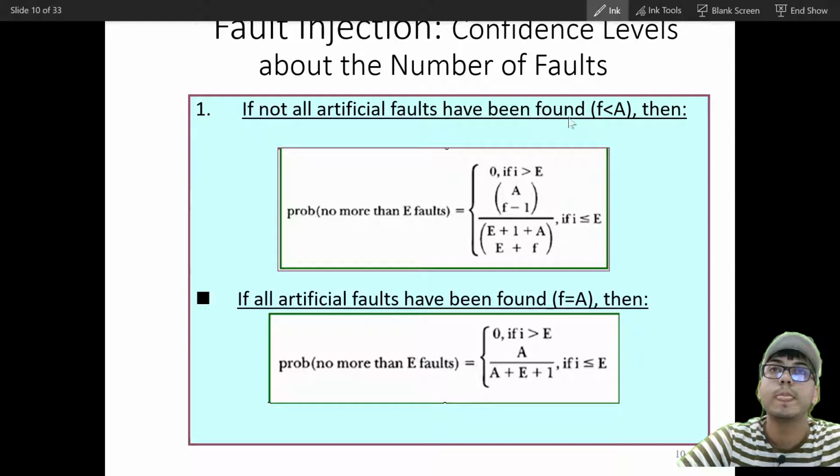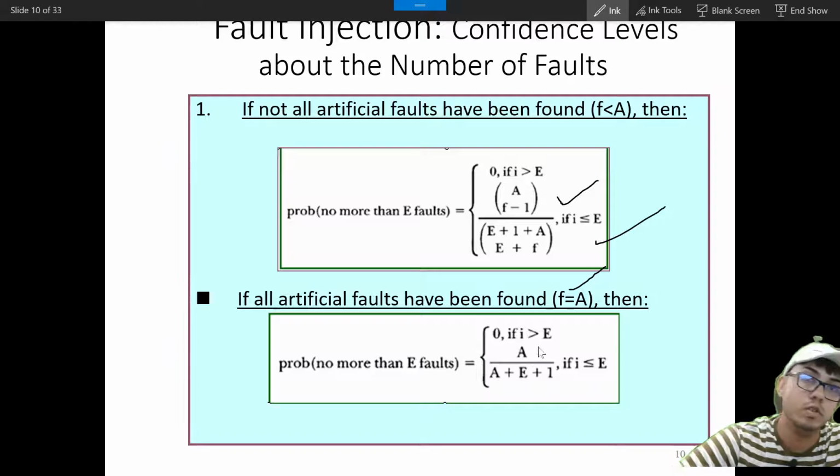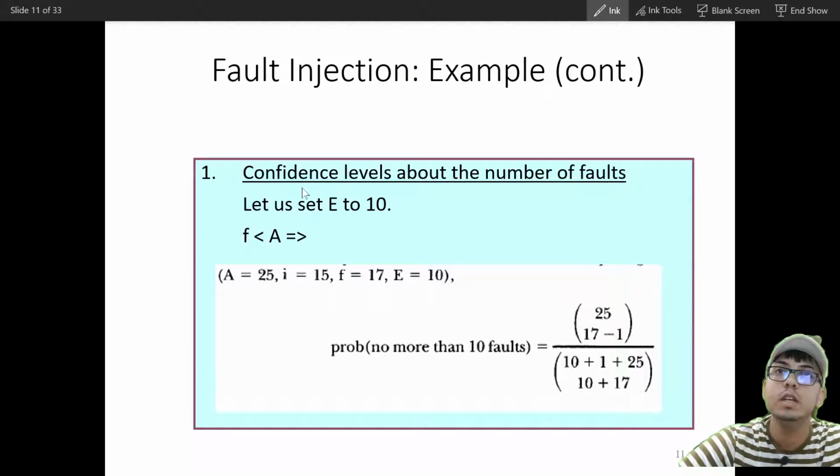If not all artificial faults have been found, that is F less than A, then this is the formula for the probability of no more than E faults: 0 if I is greater than E, and A/(A+E+1) if I is less than or equal to E. If all artificial faults have been found, F equals A, then the probability of no more than E faults is 0 if I is greater than E, and A/(A+E+1) if I is less than or equal to E. For the confidence level about the number of faults, let's set E to 10, with F less than A, A = 25, I = 15, F = 17, E = 10. This is the formula for no more than 10 faults.